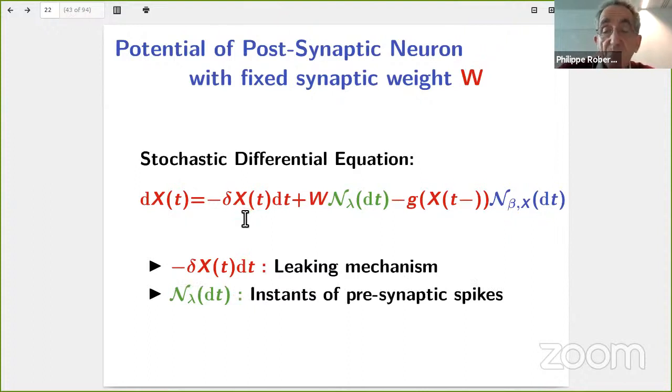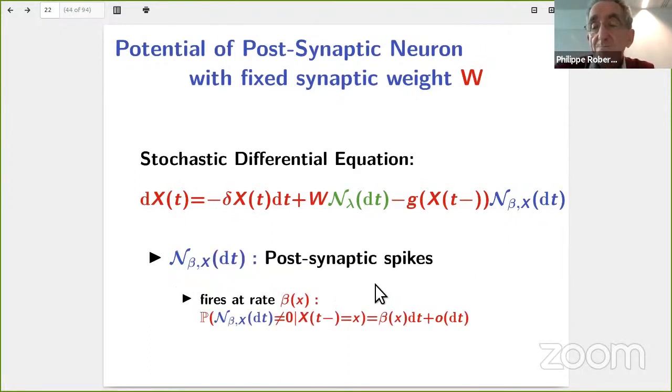Another entity is the instant of presynaptic spike, as I said. And so n beta x is in fact defined as follows. You have an activation function, beta of x. So beta is called the activation function. It means that when my membrane potential is at x, the rate at which the postsynaptic cell fires, meaning that it will have a postsynaptic spike, is beta of x dt. So beta of x is the rate at which it spikes, okay? And this is our process, okay?